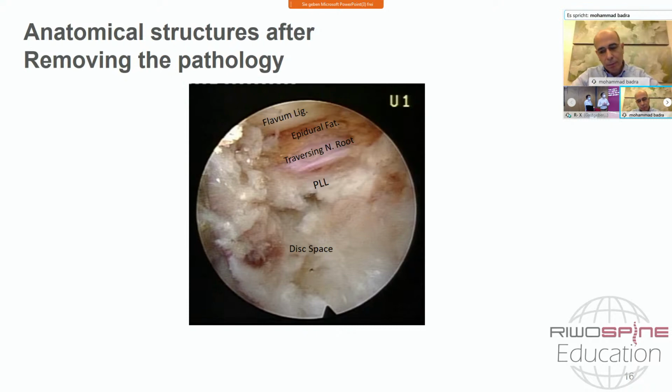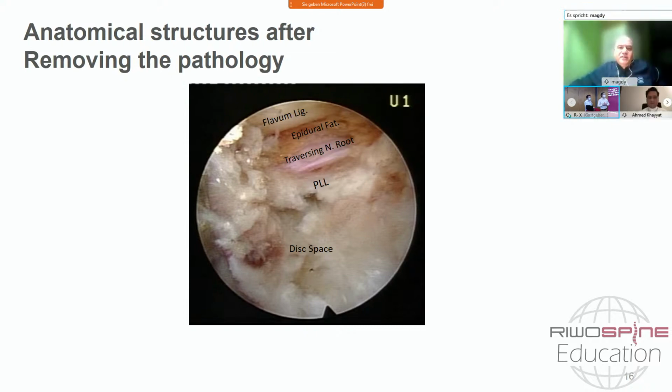For me, I like to cut it because the fragment itself is sometimes very difficult to remove easily if it's still in place. When you cut it, you free the fragment so that you can easily remove it. And I prefer to see the root, at least the pulsating traversing root, the dura. I prefer to see them and to see the pulsations after full removal of the fragment. Okay, interesting. Yeah, let's continue the discussion afterwards. Yeah, Dr. Ahmed, you can go on.